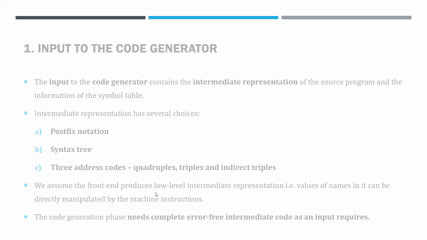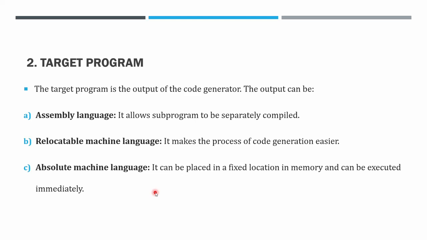First issue done. Next one is the target program. The target program is the output of the code generator. The output can be assembly language, which will be like subprograms having some set of instructions. The next one is relocatable machine language, which makes the process of code generation very easy. Similar to it, the third output can be an absolute machine language, which can be placed in a fixed location in memory and can be executed.